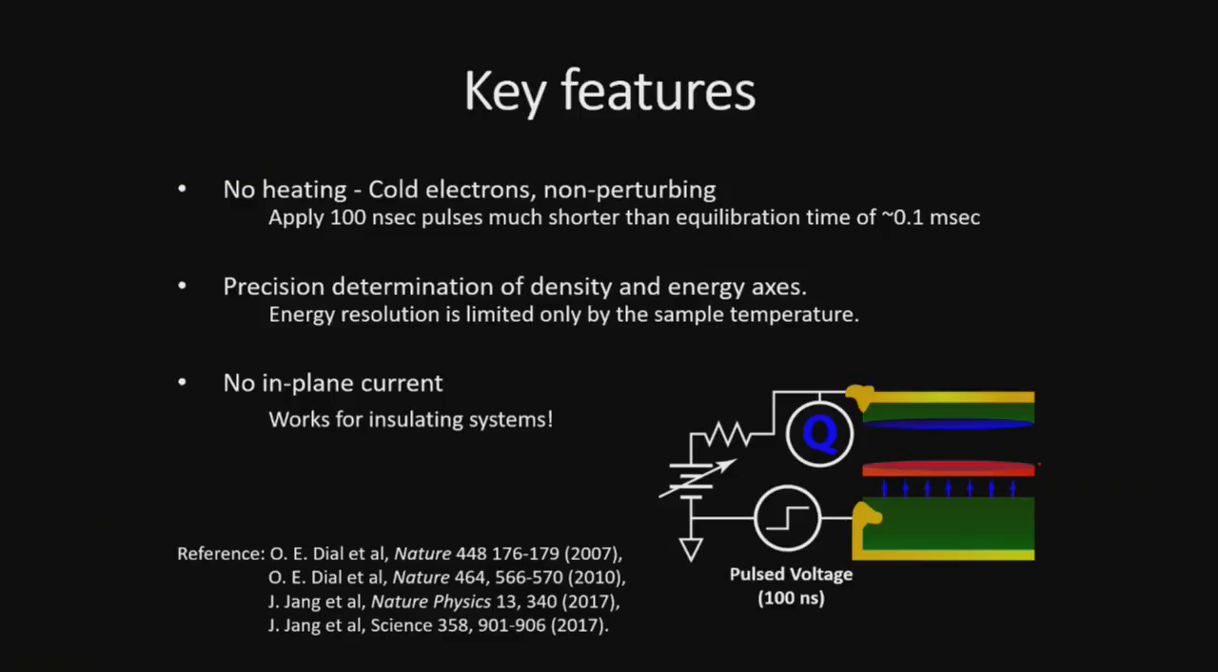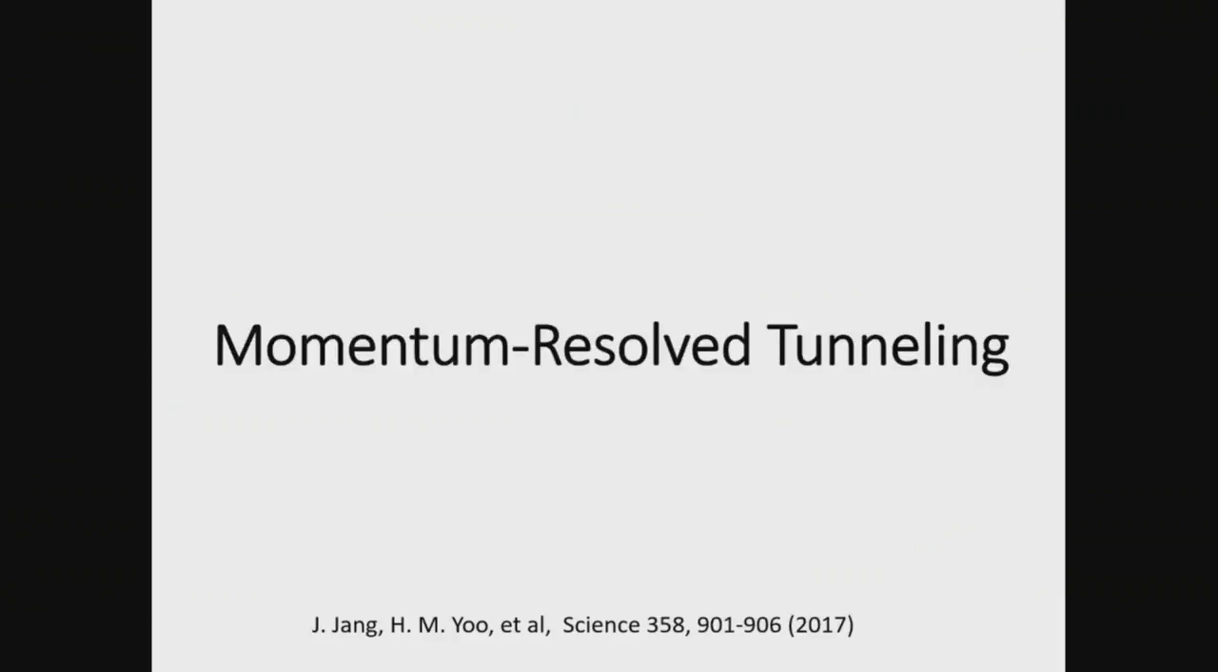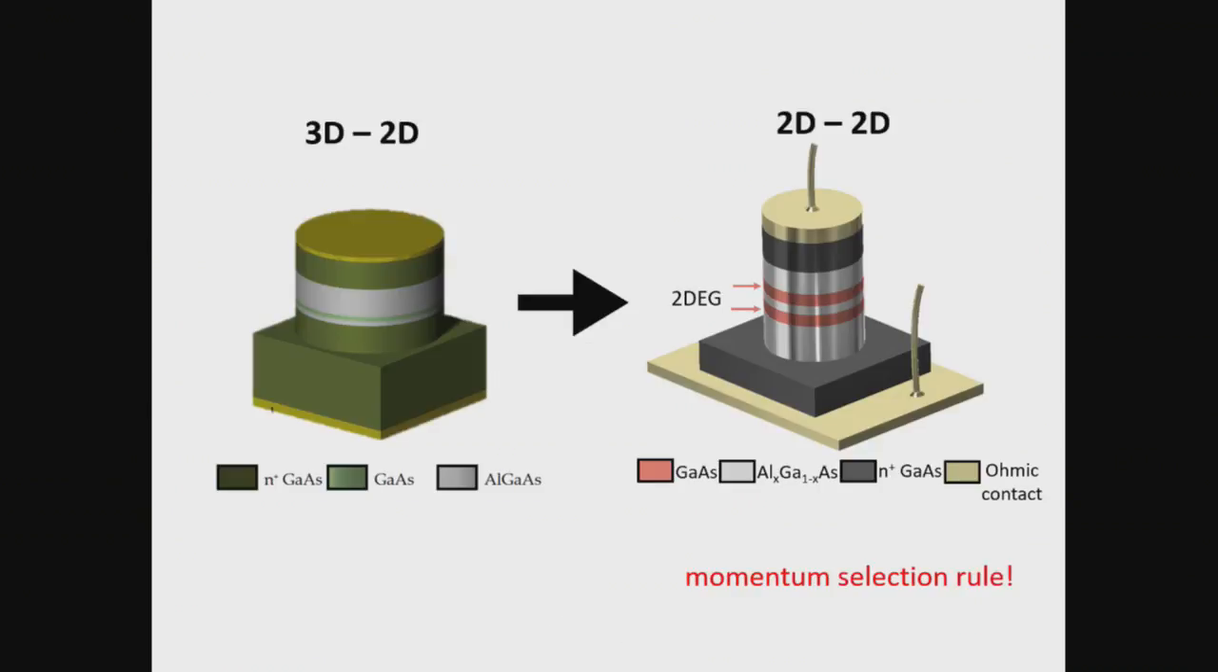In past experiments, we used this technique and discovered lots of new features in the quantum Hall system. But what I'm going to show you now is our most recent work, which is momentum resolved tunneling. So in order to resolve the momentum in tunneling, we added one more layer of a two-dimensional electronic system in this parallel plate capacitor. So the electron is tunneling from one layer to another layer.